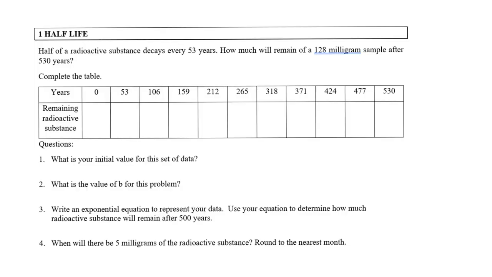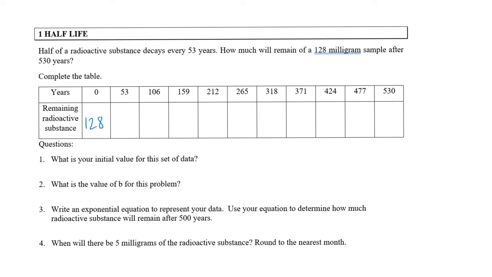Now we're going to talk about half-life. Half of a radioactive substance decays every 53 years. That means it takes 53 years for it to cut in half. So how much will remain of a 128 milligram sample after 530 years? So we're going to do this first by looking at a table. So at 0 years, that means we're at the beginning. We have 128 milligrams. So then after 53 years, it is cut in half.